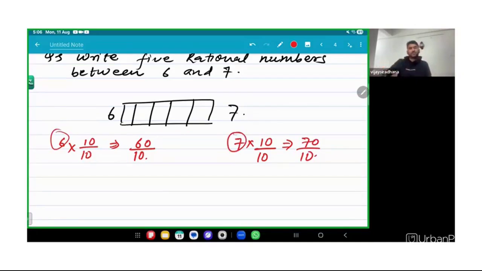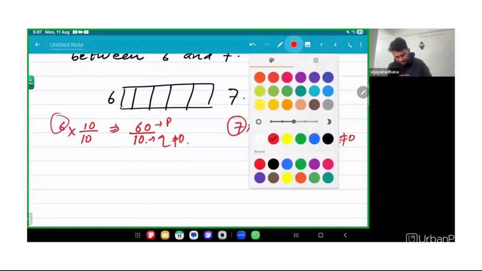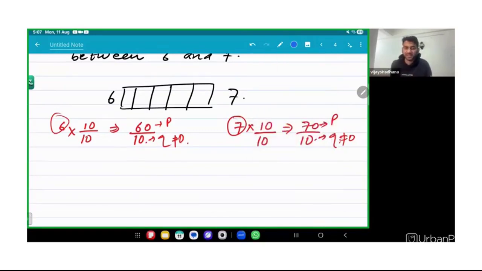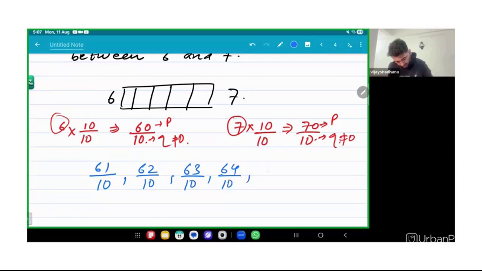Now, in between these, you can tell me the values, because I have written this in the P by Q form. P is 60, Q is 10. P is 70, and this is Q. Q is not equal to 0. Then how can you write 5 numbers? It can be anything between 60 and 70, right? So it can be 61 by 10, 62 by 10, 63 by 10, 64 by 10, and 65 by 10. So these are the 5 numbers I wrote.